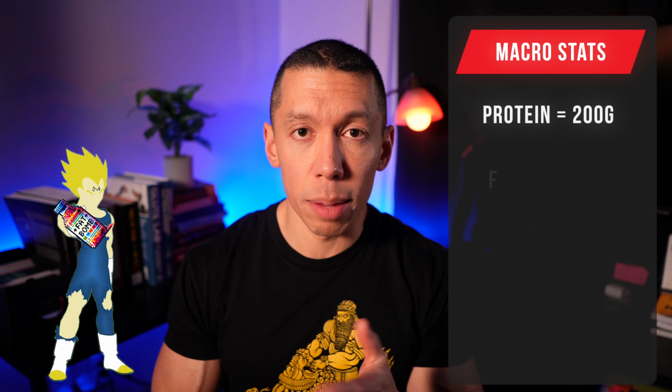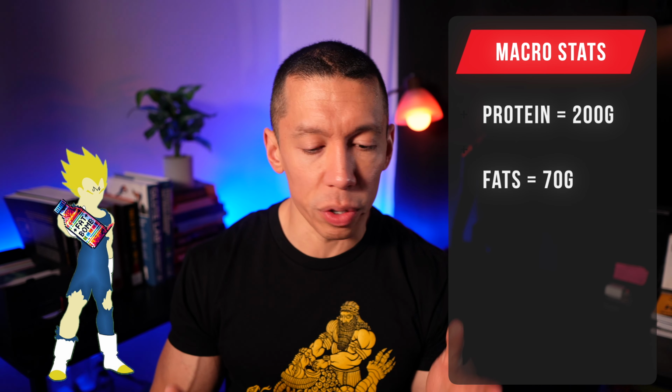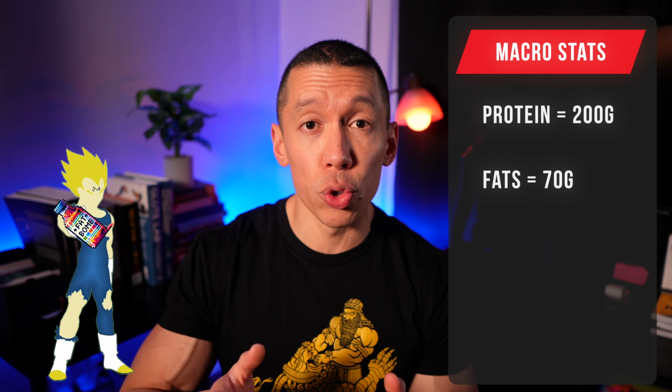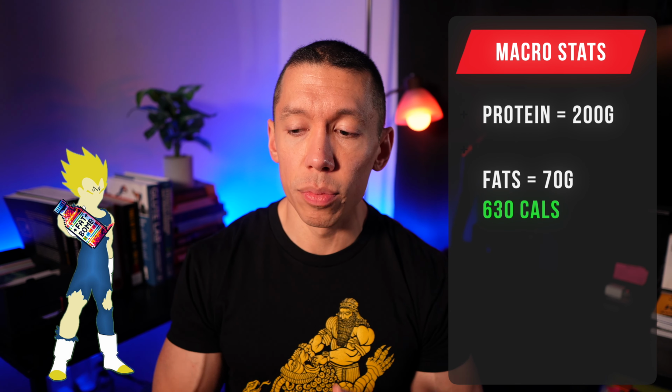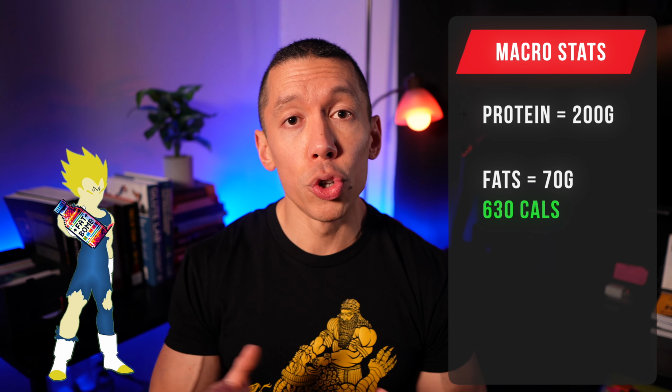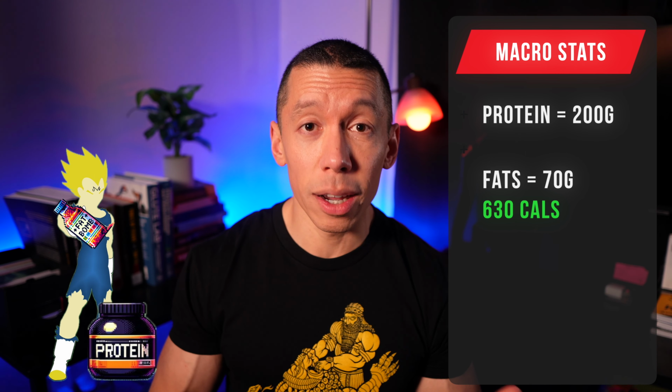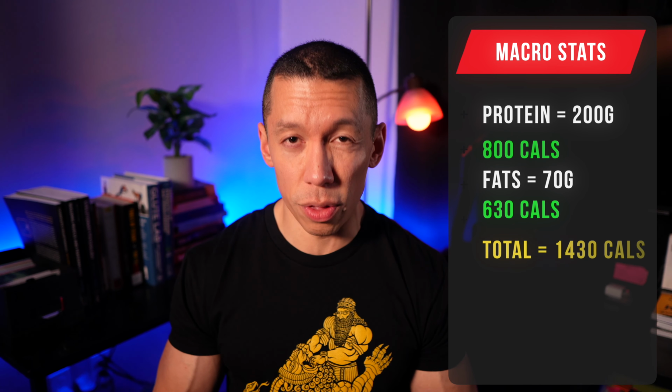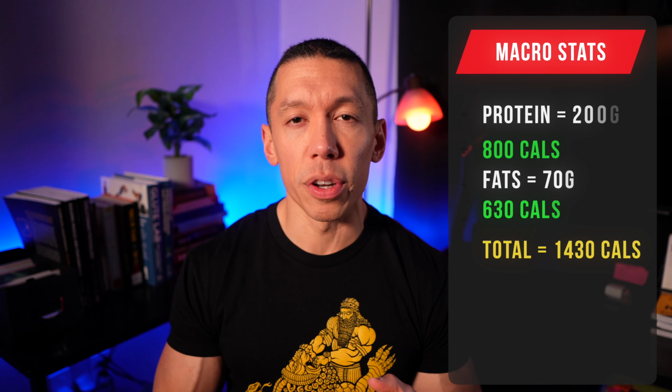For our bodybuilder, I think we should stick with sort of a middle of the road number. So 70 grams. 70 grams, nice round number between 45 and 90, not too high, not too low. And that nets out to about 630 calories. 630 calories plus 200 grams of protein times 4, 800 calories. You're looking at about 1,430 calories so far of our 3,500.